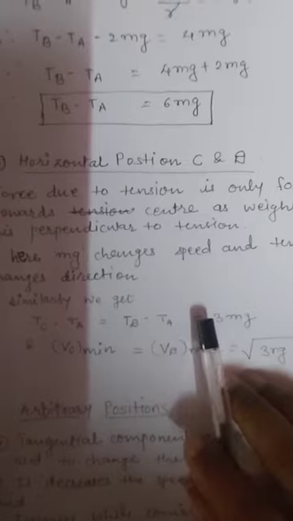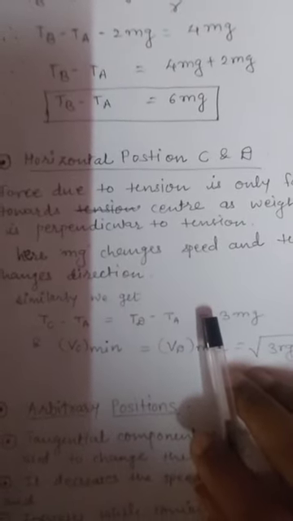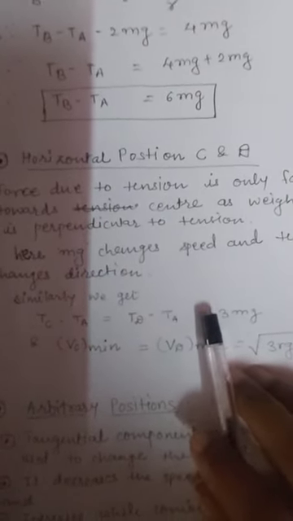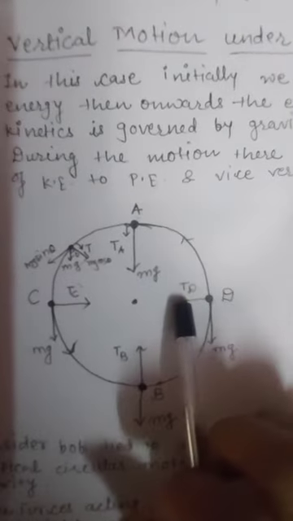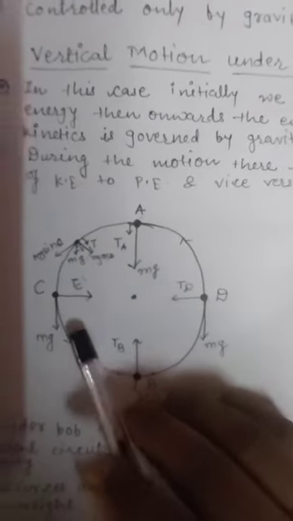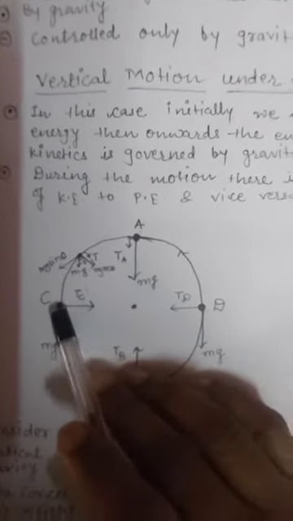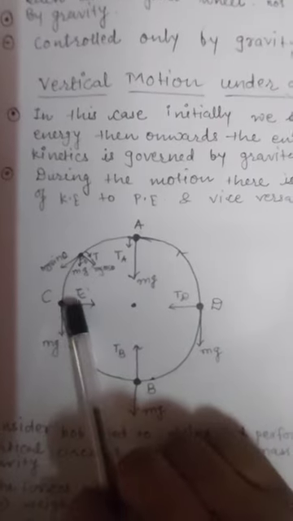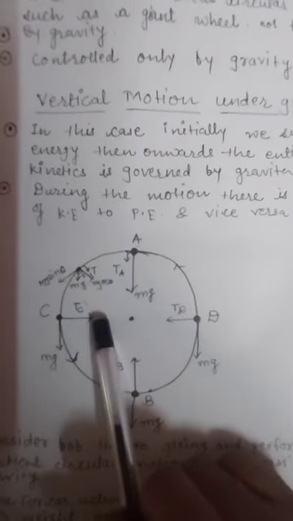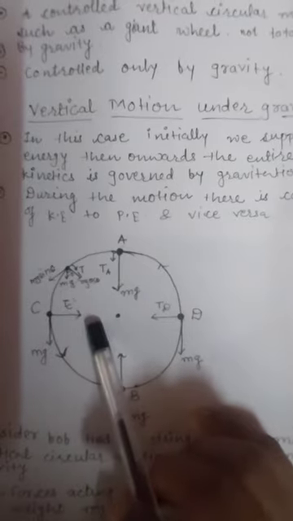Okay. So now we'll discuss the horizontal positions. What about the positions C and D? These are exactly horizontal, along the diameter, right? At these positions, the only resultant force is the centripetal force. Okay, the resultant is only the centripetal force.